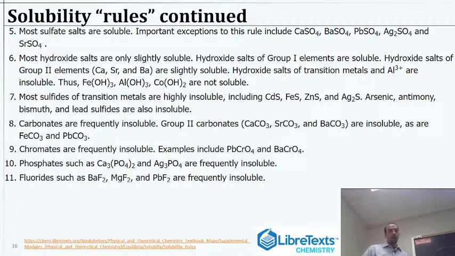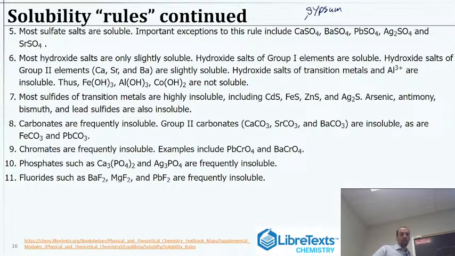Okay, there's some more. I'm going to run through these with you, but hopefully you'll be able to start connecting it with something you've seen in the lab, or just like, okay, maybe I've heard of that, maybe I've never heard of that. We'll just go through them real quick. So most sulfate salts are soluble. A few exceptions: calcium sulfate, barium sulfate. So this is gypsum. So you probably heard of that before. That's the main ingredient in our drywall. Lead sulfate, silver sulfate, and strontium sulfate, all exceptions.